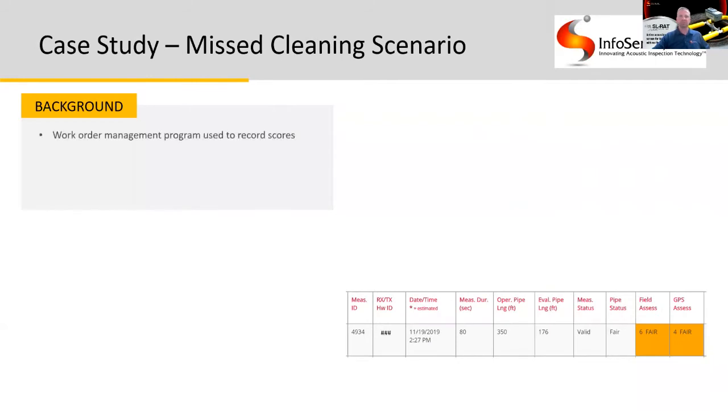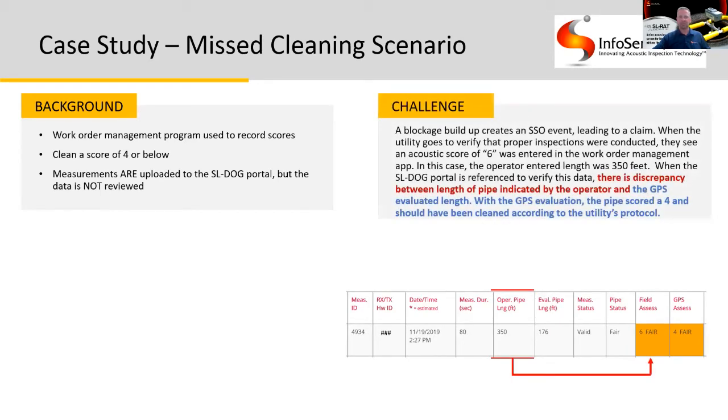In this example, the utility uses a work order management app to note the SLRAT assessment score, 0 to 10, in the field. Any pipe segment that scores a 4 or below is cleaned according to this utility's standard practices. Measurements are uploaded to the SLDOG portal, but the data is not used to validate operator input. A blockage buildup creates an SSO event, leading to a claim.